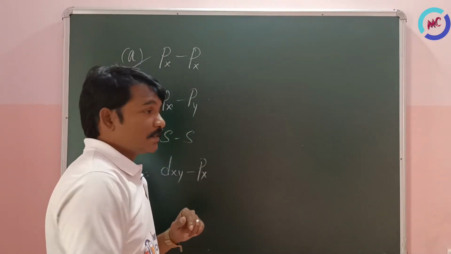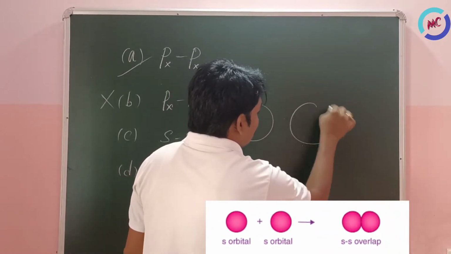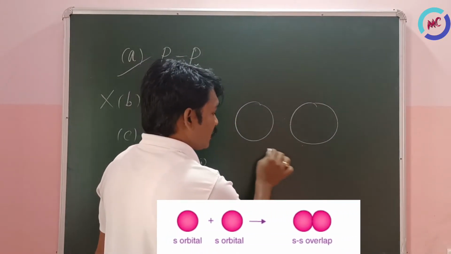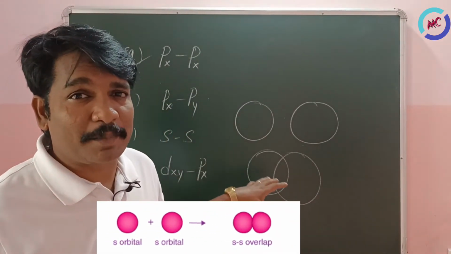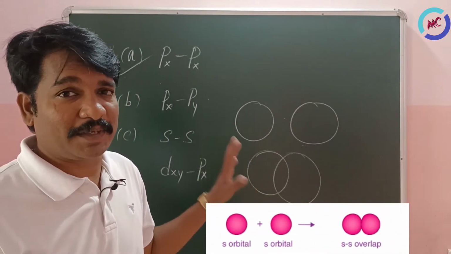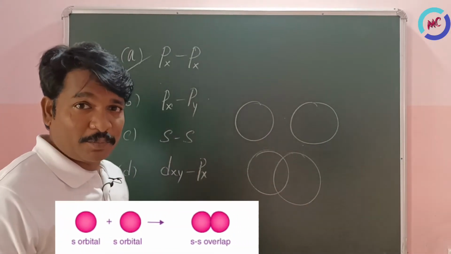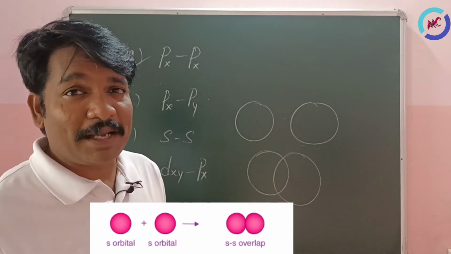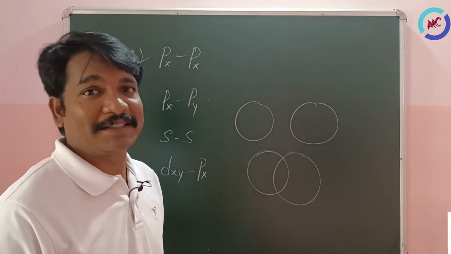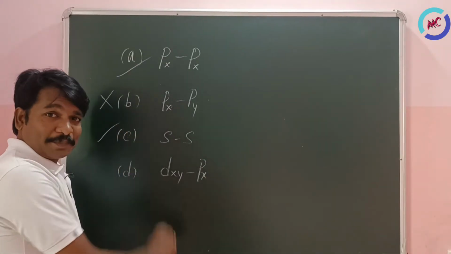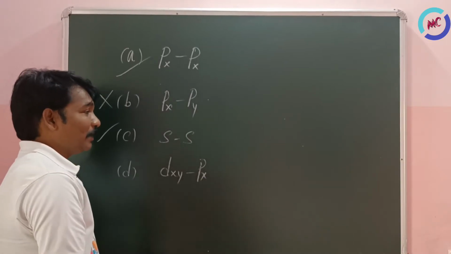s and s orbitals. See here, an s orbital and one more s orbital. They overlap on each other. Here no problem, because both the s orbitals are non-directional. That's why no issues in case of s and s overlapping. And one more important thing: maximum overlapping is possible in case of ss overlapping. That is also one of the important points. Next we will go to option D, dxy and px.